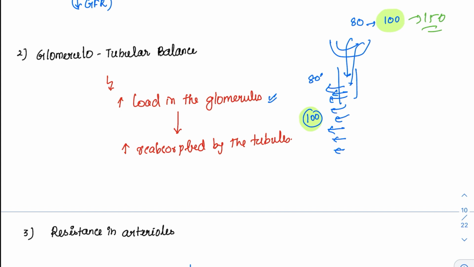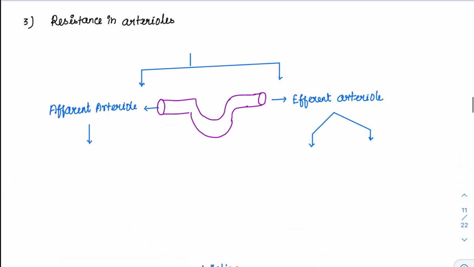So coming to the third one, that is resistance in the arterioles. This is the most important one for MCQs. Of course, tubuloglomerular feedback is the most important one among the feedback mechanisms, but for MCQs, this resistance in the arterioles is very, very important. Experimentally, and also in some disorders, this happens. They have changed the resistance of the afferent arteriole, and they have changed the resistance of the efferent arteriole. And finally, they observed what is happening to the GFR.